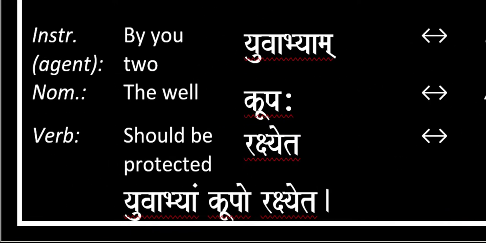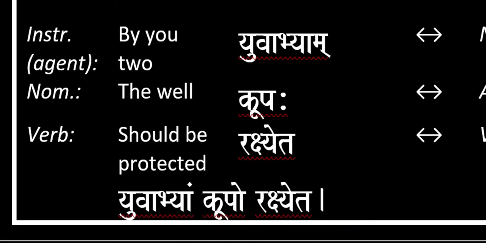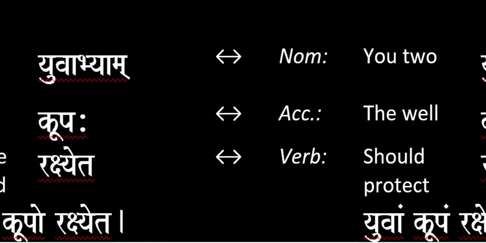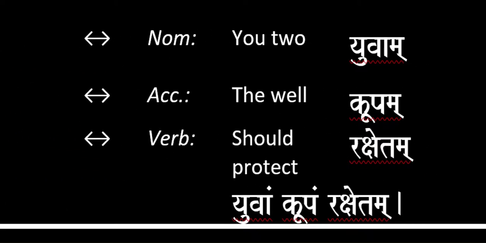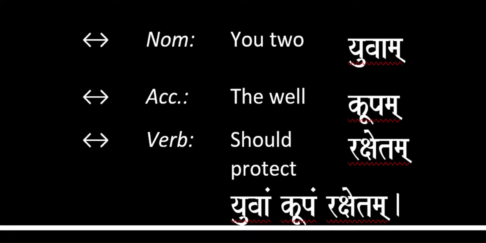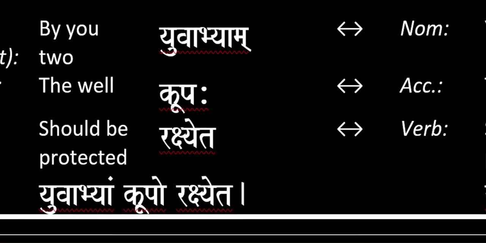Again, notice that the well should be protected by the two of you. So by the two of you is in the instrumental case. That's why you have yuvabhyam. But then in the active voice, it changes to the nominative case. You two should protect the well. Nominative, dual. That's why it becomes yuvam.